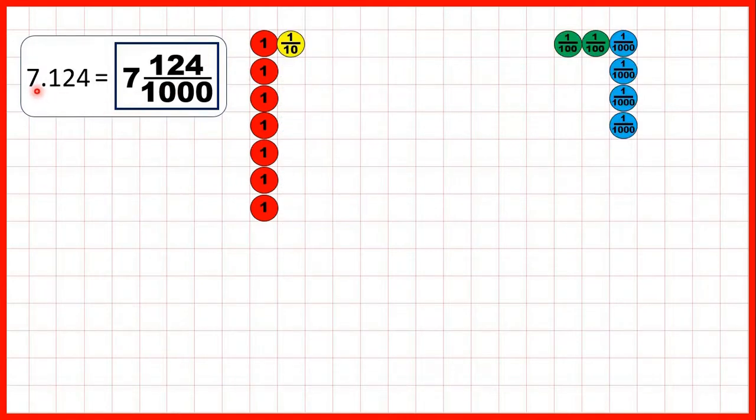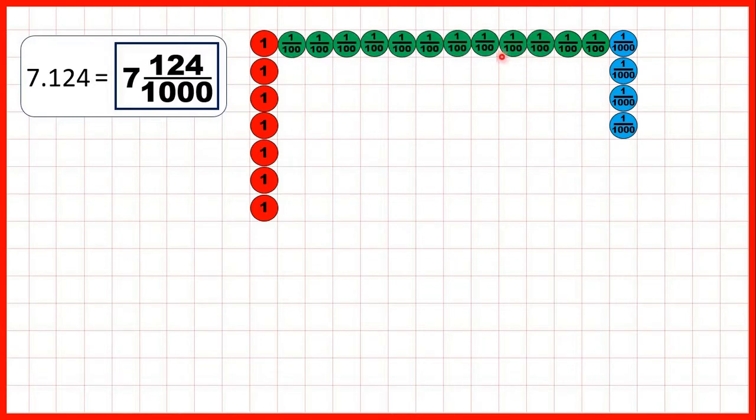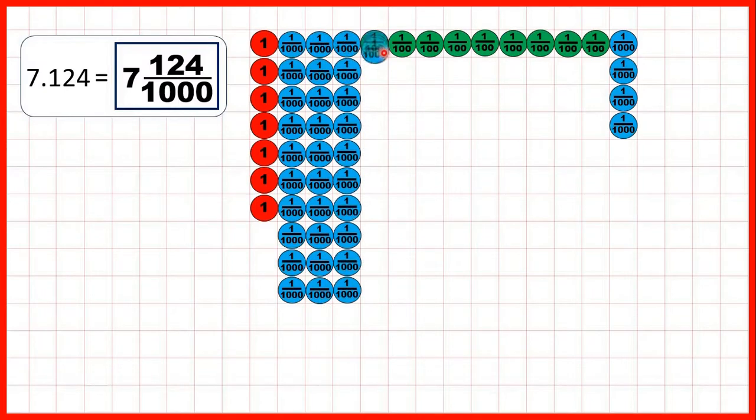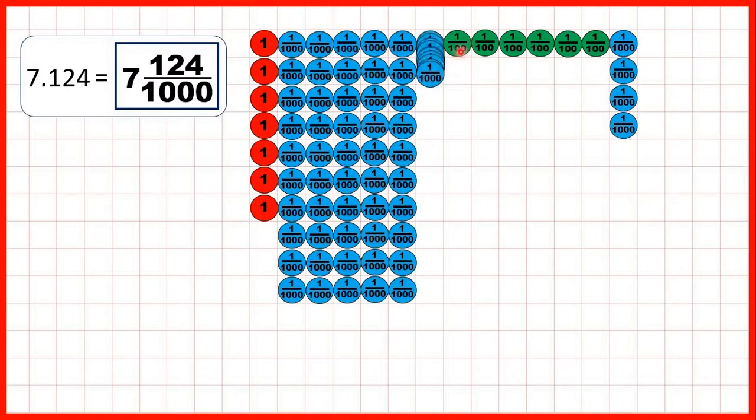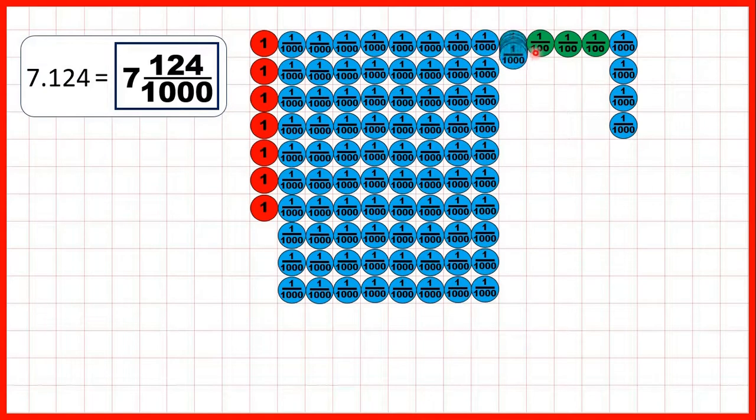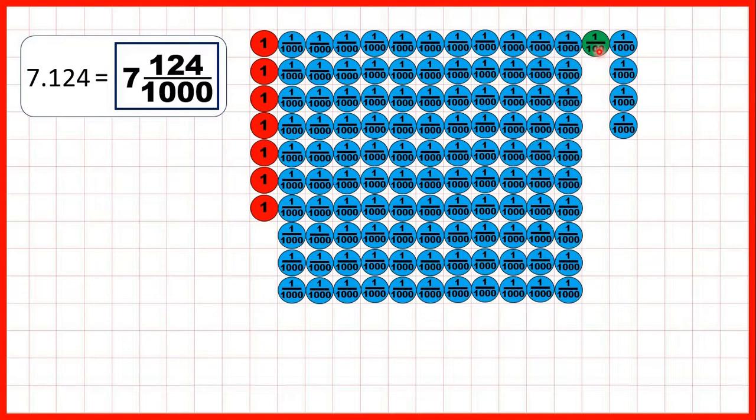And let's look at 7.124. That's 7 ones, 1 tenth, 2 hundredths and 4 thousandths. How is that equivalent to 124 thousandths? Well, what we can do is exchange 1 tenth for 10 hundredths. That gives us 12 hundredths, but we can exchange each of these hundredths for 10 thousandths, and when we do that with all 12 of our hundredths, that gives us 124 thousandths altogether.